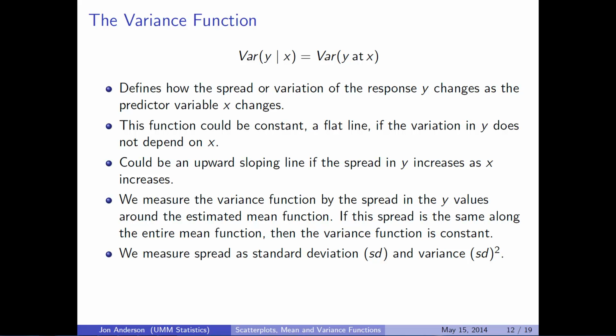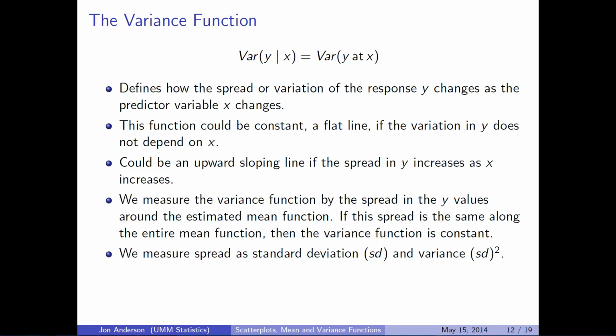And that would say that the daughter's height variation is about the same no matter what the mother's height would be. That's the case I'm talking about in the second bullet. The other possibility could be that the variation in the y variable changes as we move across the values of x. And so one way to communicate this variation aspect is through the variance function.